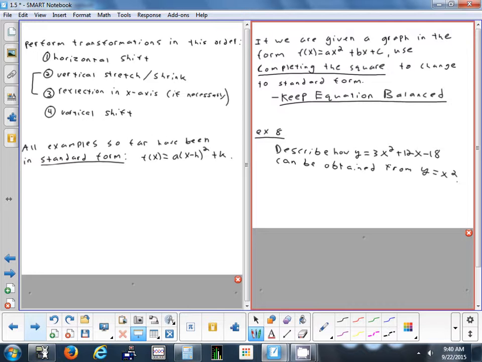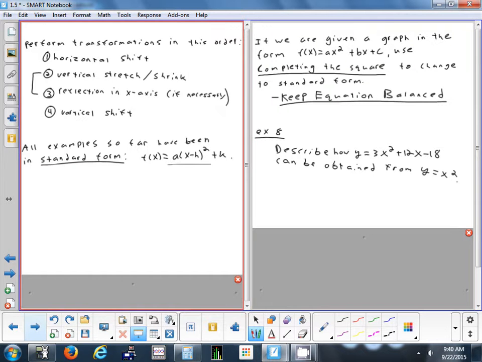All right, so same kind of question. I want you to describe how you can transform y equals x squared into that. But it's not written in the form that we need. That's what we've got to get. So let me show you how you complete the square.